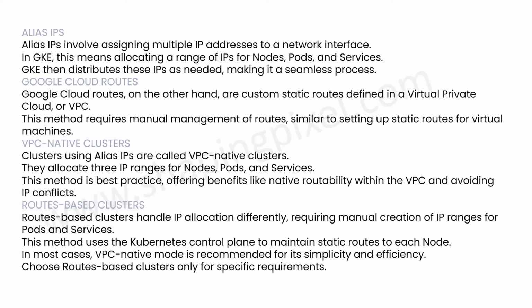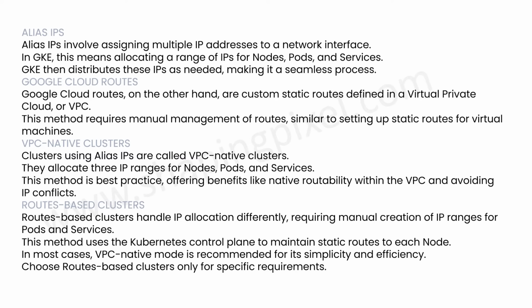In Google Kubernetes Engine, traffic routing between pods can be managed using alias IPs or Google Cloud routes. Let's break down these two methods and their benefits. Alias IPs involve assigning multiple IP addresses to a network interface. In GKE, this means allocating a range of IPs for nodes, pods, and services. GKE then distributes these IPs as needed, making it a seamless process.